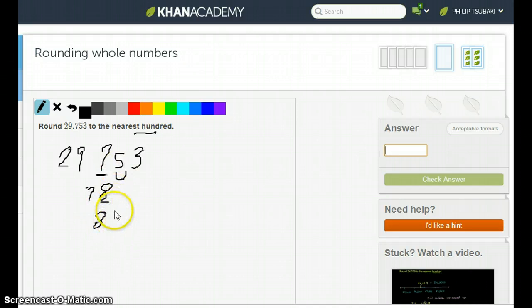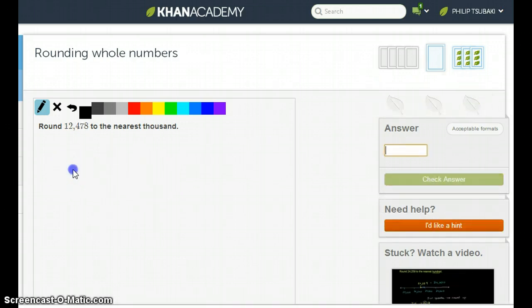Then the numbers to the left stay the same, 29. The numbers to the right are all going to change to 0. So the answer here is going to be 29,800.